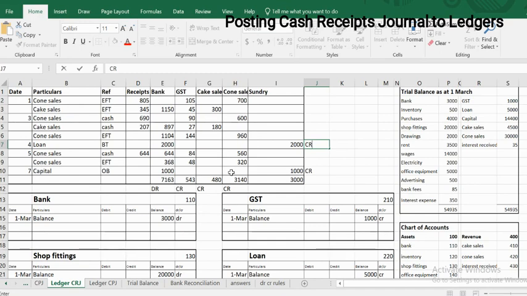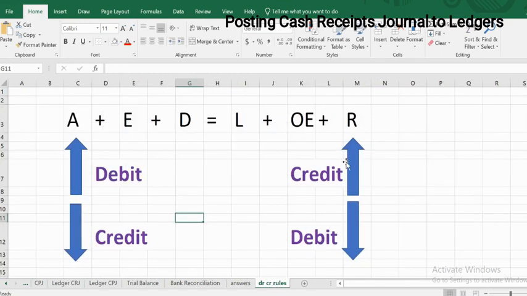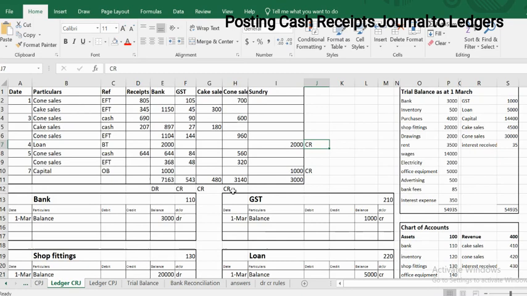I've got a credit here. Cone sales is a form of revenue. When we receive cash for cone sales, that revenue is increasing, so therefore we credit it. And if we have a look back here, we've got credit at the bottom of cone sales. So this rule works. So just remember, work out what bank is doing. Is bank increasing or decreasing depending on the journal? Put that down. Everything else is the opposite. So if bank is debit, all the others are credits.